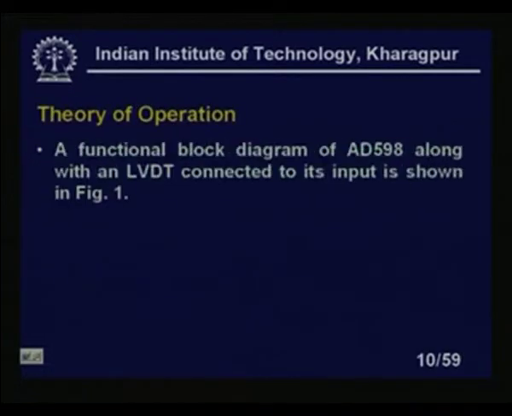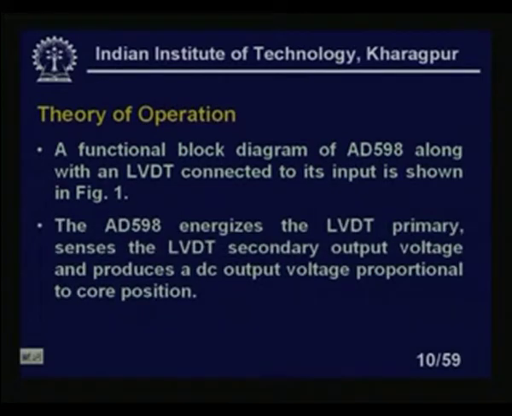Theory of operation: let us look at the functional block diagram shown in figure 1. The 8598 energizes the LVDT primary, senses the LVDT secondary output voltage, and produces a DC output voltage proportional to the core position. That is actually the ultimate result. That means for different core positions I need a DC output voltage. Why DC? Because I need DC to make it phase sensitive.